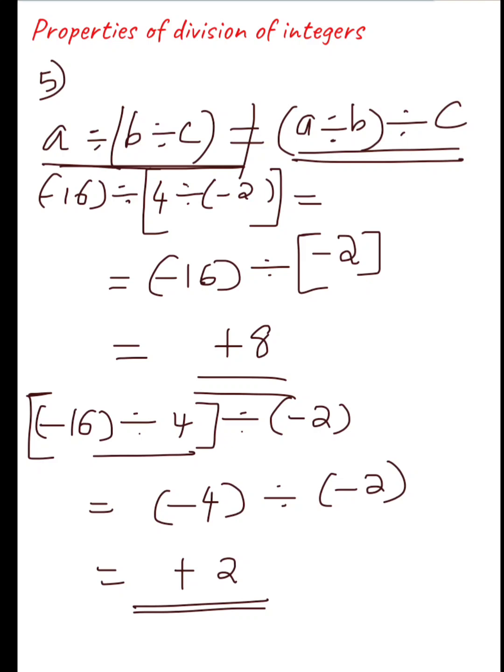So in the first case you got one answer and in the second case you got 2. So both are not equal. So you can say that division is not associative for integers. You can take any other example and prove that division is not associative for integers.